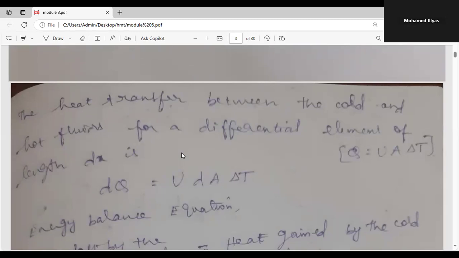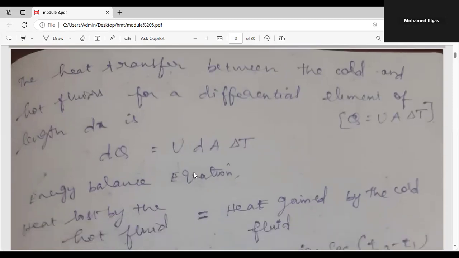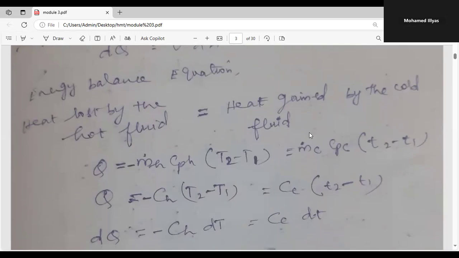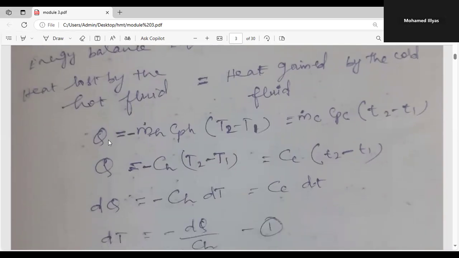So when we consider the heat transfer equation for the heat exchanger, for an elemental heat exchanger area dA, that can be given as dq equal to U dA delta T. And we can consider the energy balance equation for this heat exchanger, and that is heat loss by the hot fluid equal to heat gain by the cold fluid. So we can write this energy balance equation in terms of the hot and cold fluids here.